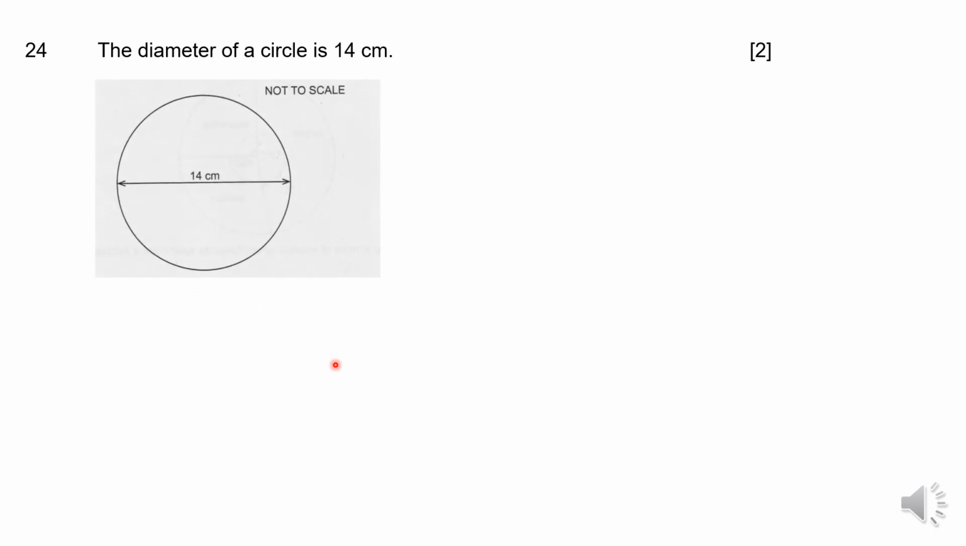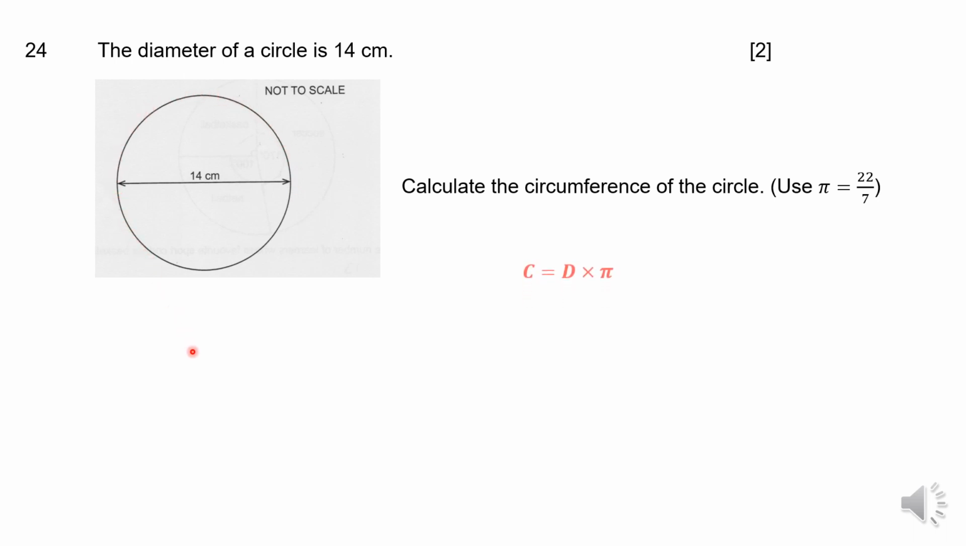Question 24. Now, we are given here a circle with a diameter of 14 centimeters. We are supposed to calculate the circumference, which is this distance around here. This is the distance that we are looking for. And the formula to calculate the circumference of a circle is the diameter times pi. And you are told that for pi, you are supposed to use 22/7.